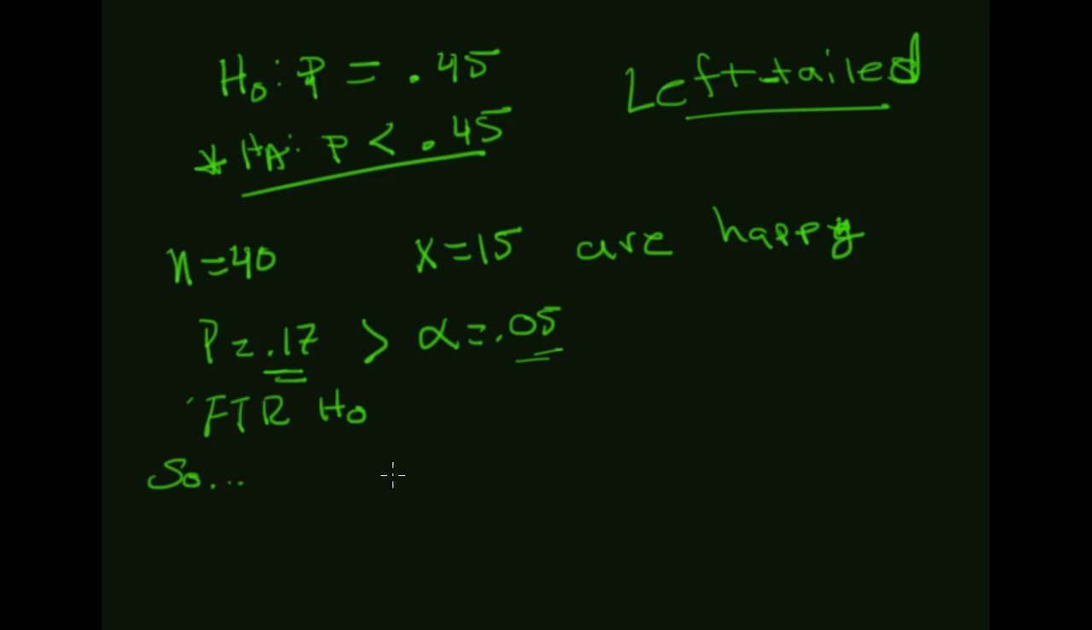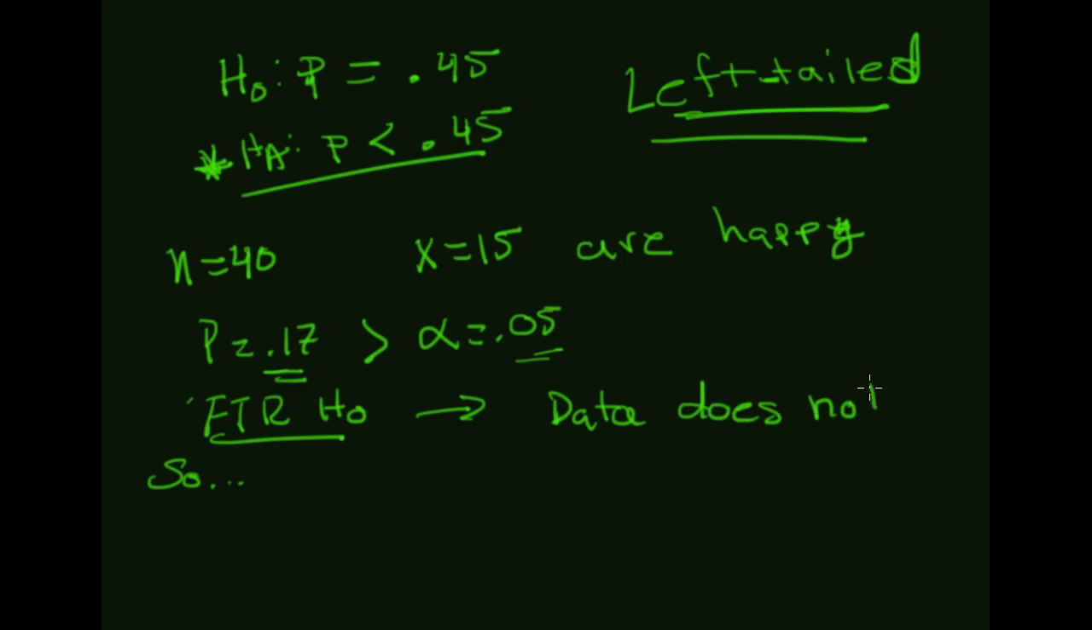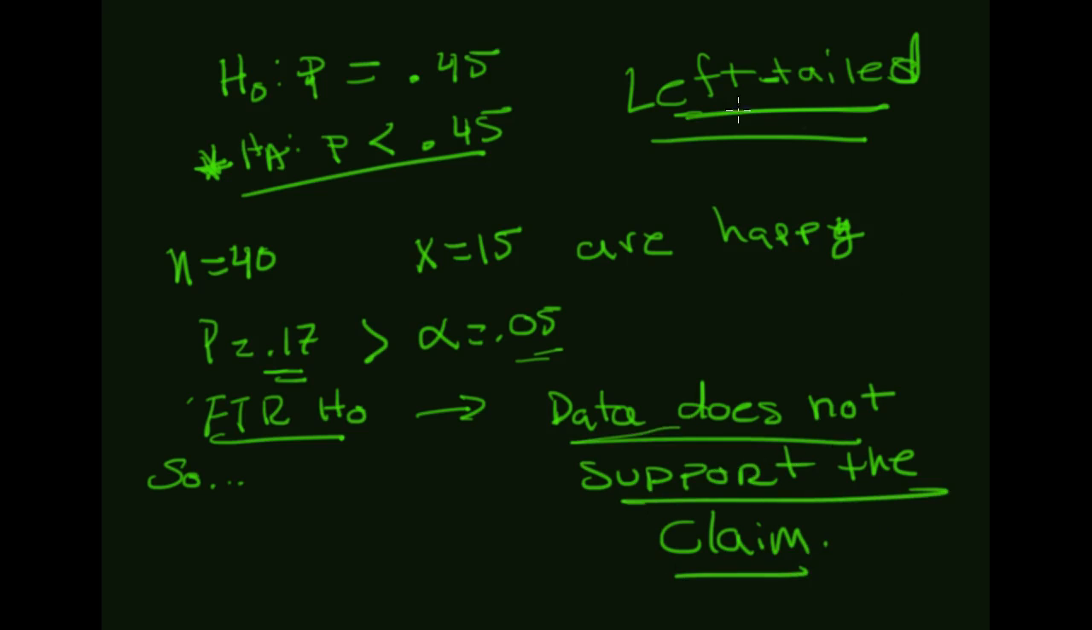So at the end of the day, we fail to reject the null hypothesis, but the claim is the alternate. Remember, when you're doing a left-tailed test, if you fail to reject the null hypothesis, we're not rejecting, but we're saying that the data, in plain English, does not support the claim. All right, so that is a p-value test for a left-tailed situation.